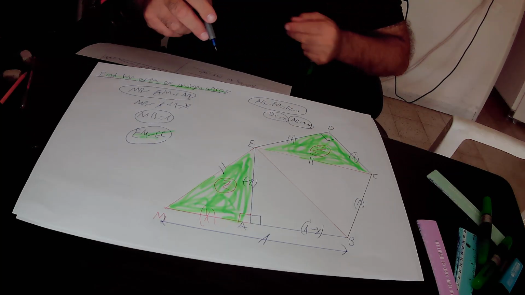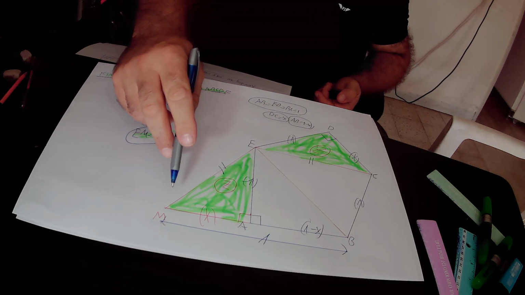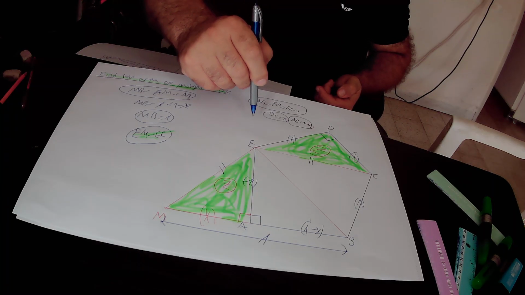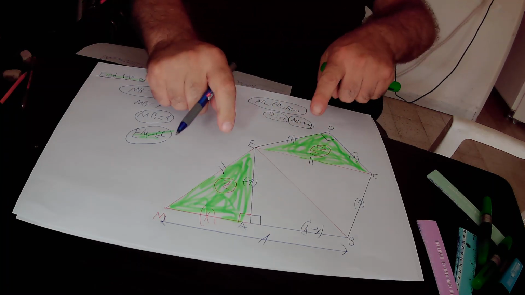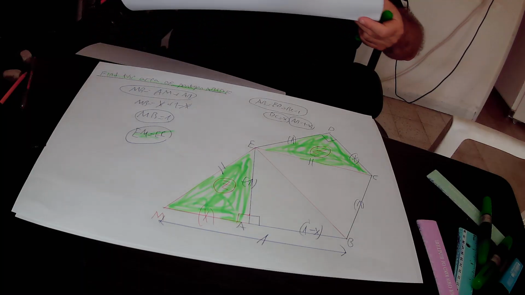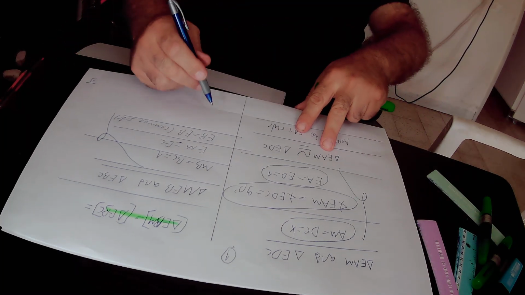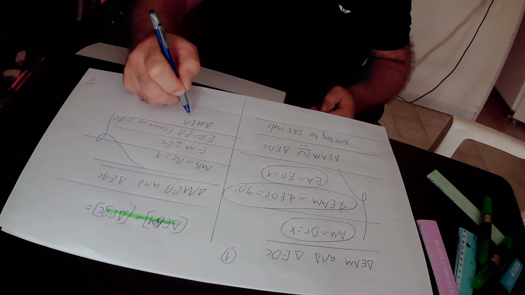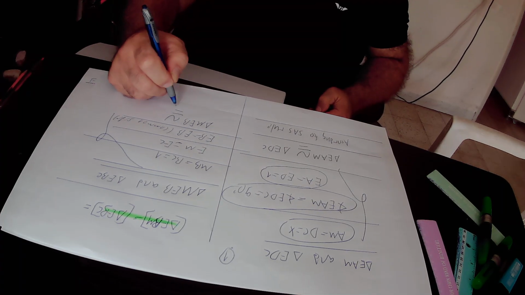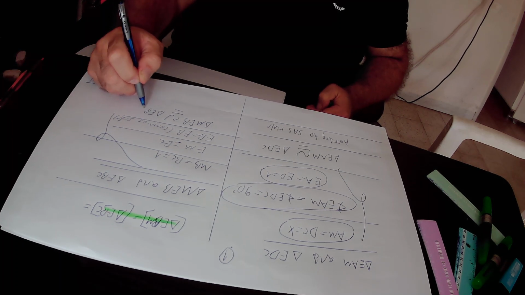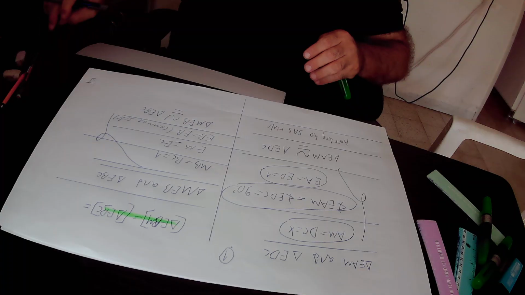So we have proved that all three sides of this triangle MEB are correspondingly equal to all three sides of this triangle EBC, and therefore those two triangles can go into each other according to the side rule. So triangle MEB is congruent to triangle EBC according to the side rule.